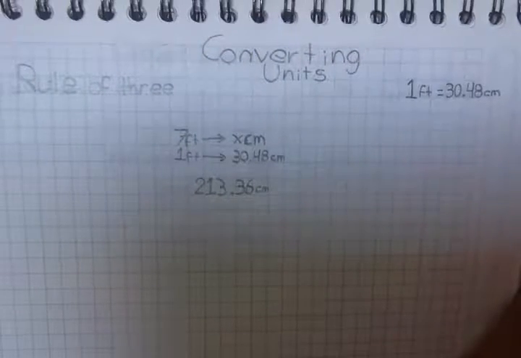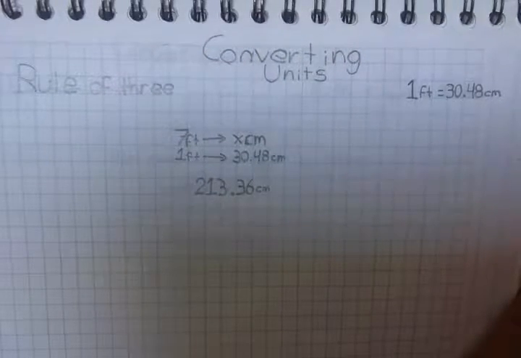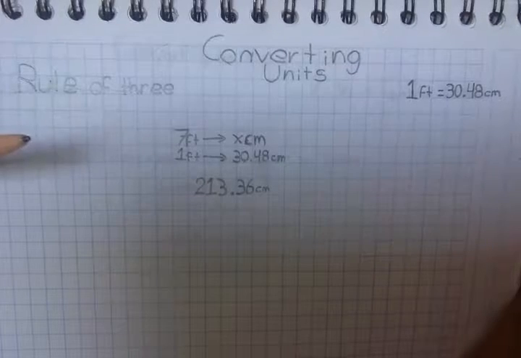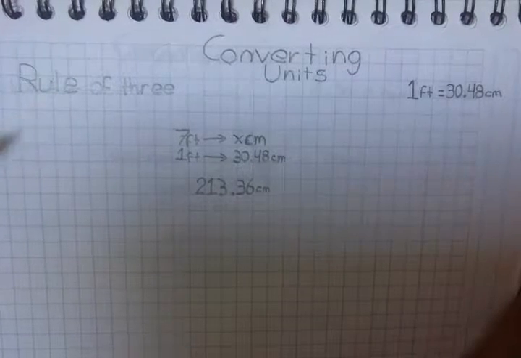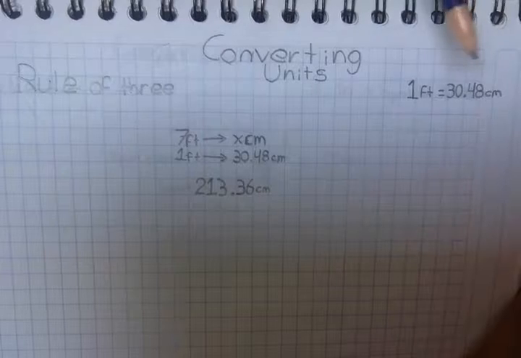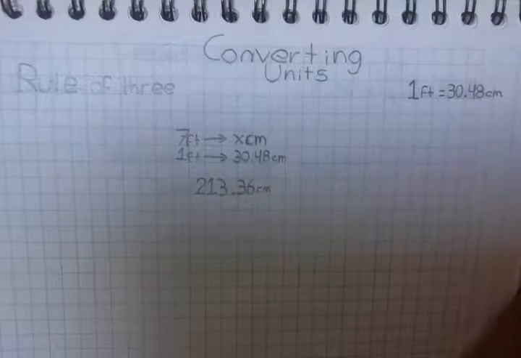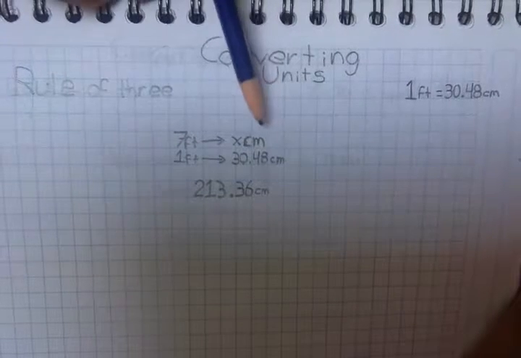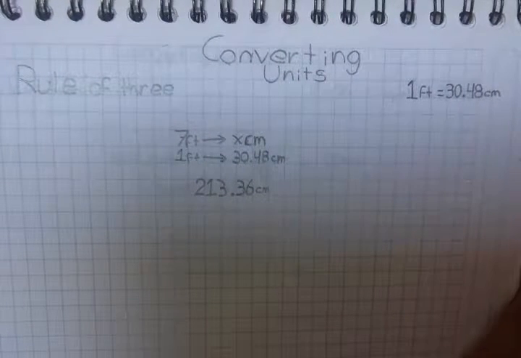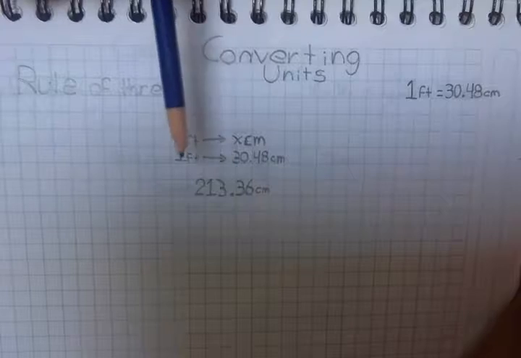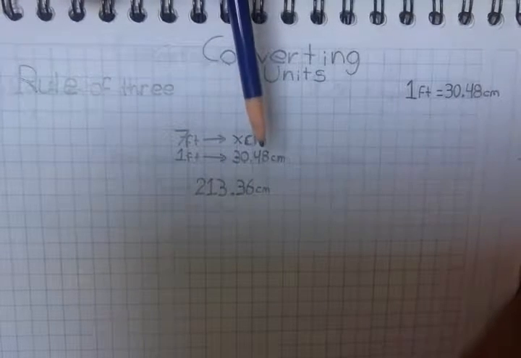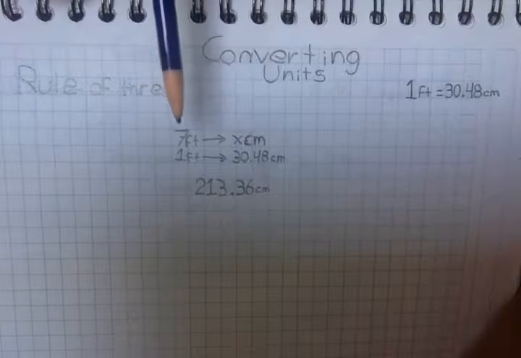So now we know the basics of measuring, but what if I want to convert a unit? Well, converting units is as simple as using the rule of 3. For example, I know that 1 foot is equivalent to 30.48 centimeters, but what if I want to know how many centimeters are in 7 feet? Well, I just use the rule of 3. If 1 foot is equal to 30.48 centimeters, how many centimeters are going to be in 7 feet?